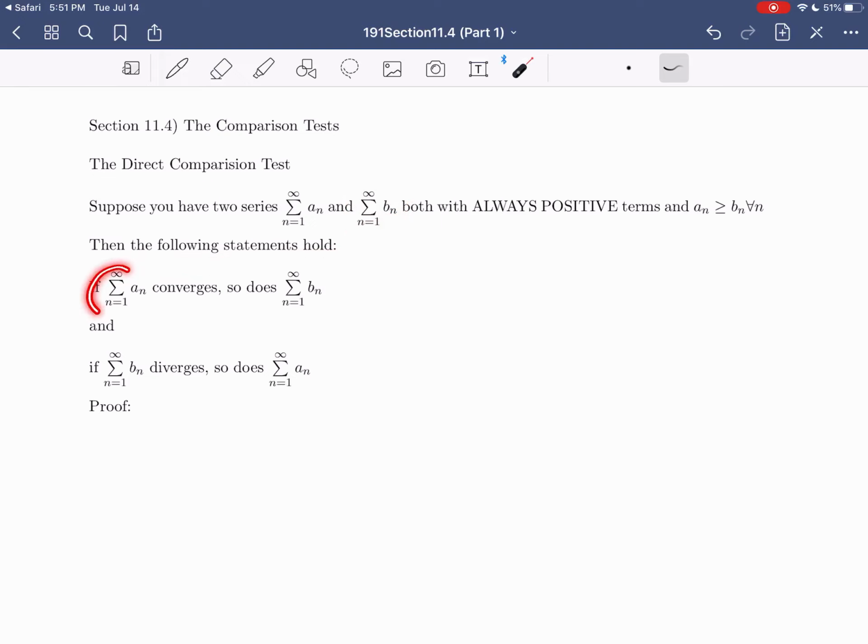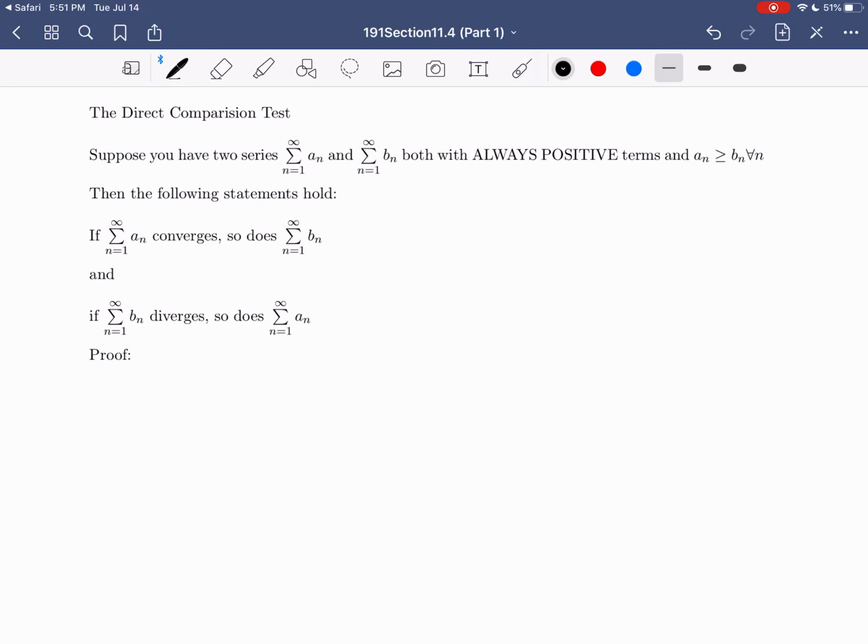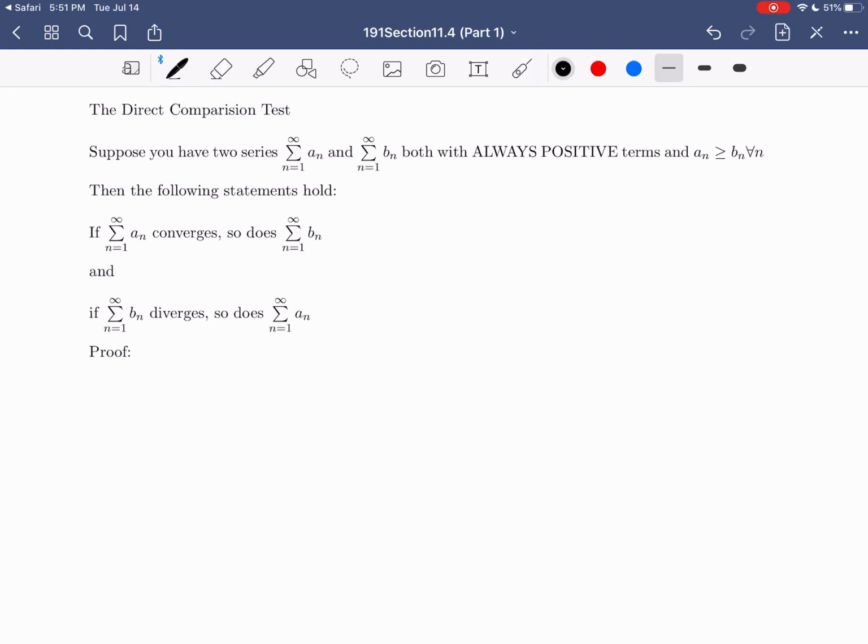If the sum from n equals 1 to infinity of a sub n converges, so does the sum from n equals 1 to infinity of b sub n. You can think of that as saying that if the larger series converges, then the smaller series converges. And if the sum from n equals 1 to infinity of b sub n diverges, so does the sum from n equals 1 to infinity of a sub n. You can think of that as saying if the smaller one diverges, so does the larger one. So we've got two things to prove here, and I'd like to go through both of them. To start off, we're going to prove the first statement.